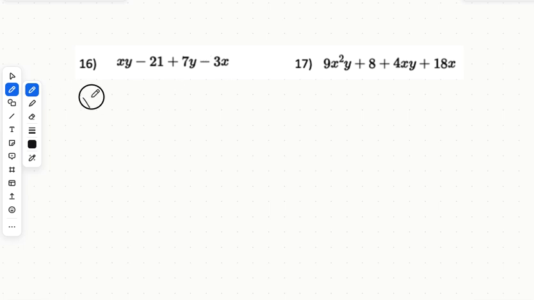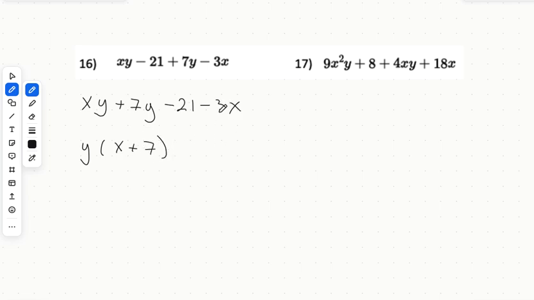So I'm going to rewrite this as xy, and then I'm going to put the y's together, because both of these terms have y's. So then I went plus 7y. And then I'm going to put the 21 and the 3 together, so minus 21 and minus 3x. So now these first two terms have the y in common, so we'll factor a y out, and I'm left with x plus 7.